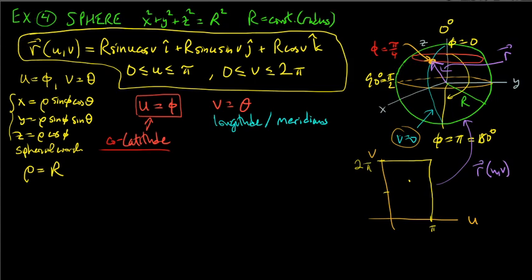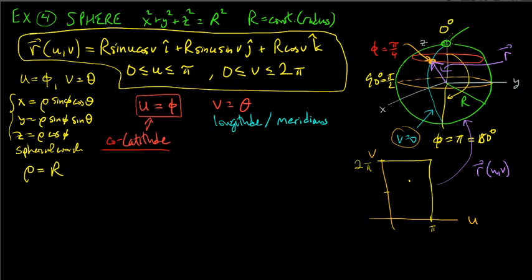So the North Pole is phi equals 0. Let me try to get rid of this. It's not working. All right, close enough. Oh, this is not working. Hang on. Okay, I think I cleared that up. There was a little bit of an error there, but all right.